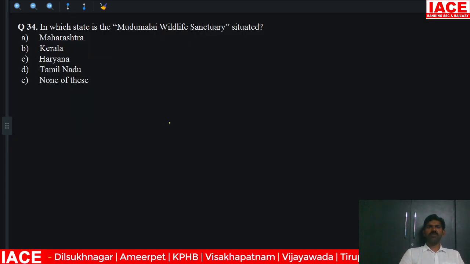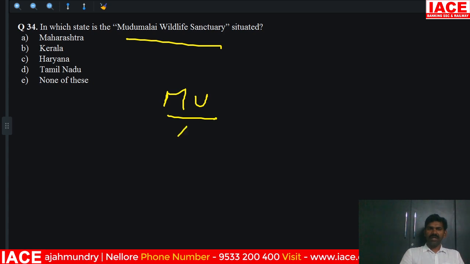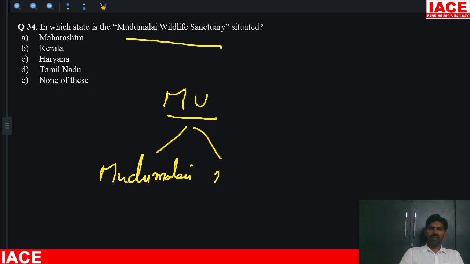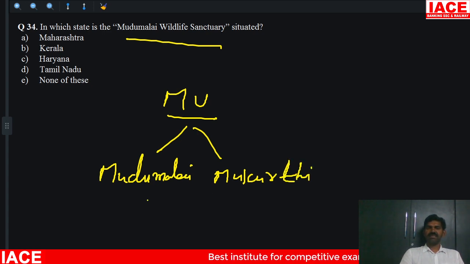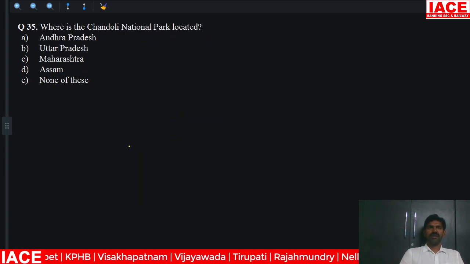In which state is the Mudumalai Wildlife Sanctuary? Already I told you, right? Indira Gandhi was murdered. Murdered, I underlined MU. I told you MU stands for two things: Mudumalai and Mukurthi. And Indira Gandhi was murdered by her own gunman, near Nilgiris, I said. So Mukurthi and Mudumalai. So Mudumalai is present in obviously Tamil Nadu. So that code is actually helping us to get an answer for this question. So that's how codes are important.